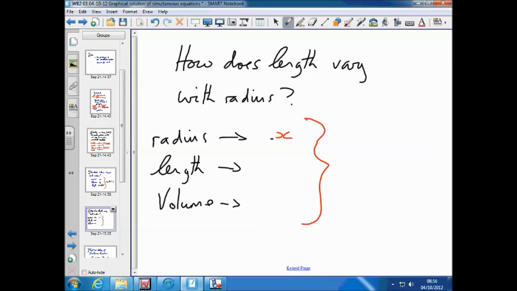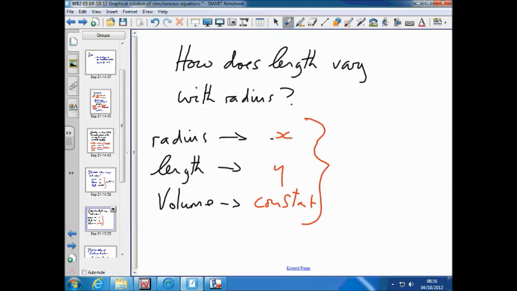So the radius is going to be the thing I'm controlling on the x-axis. So what's y going to be? Right, and this time the volume will be a constant. So what am I going to key into Autograph now? No? Because the volume is constant.